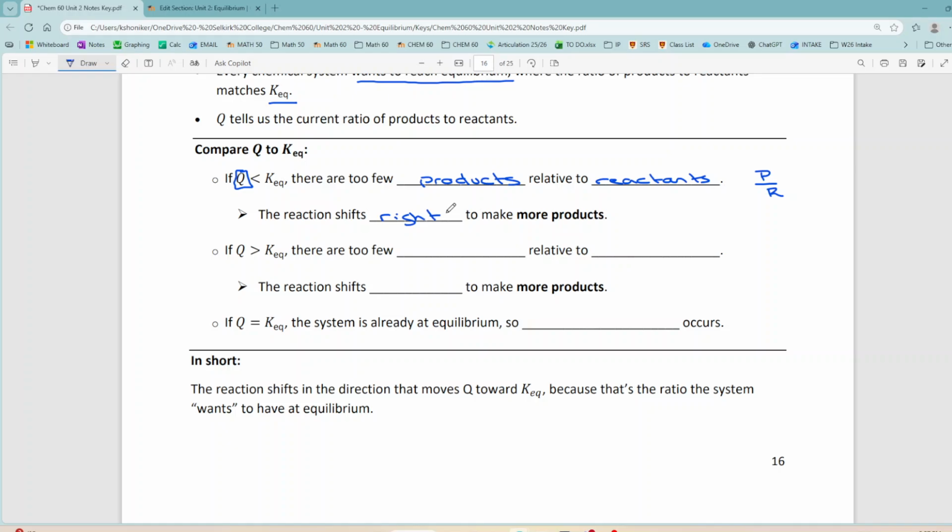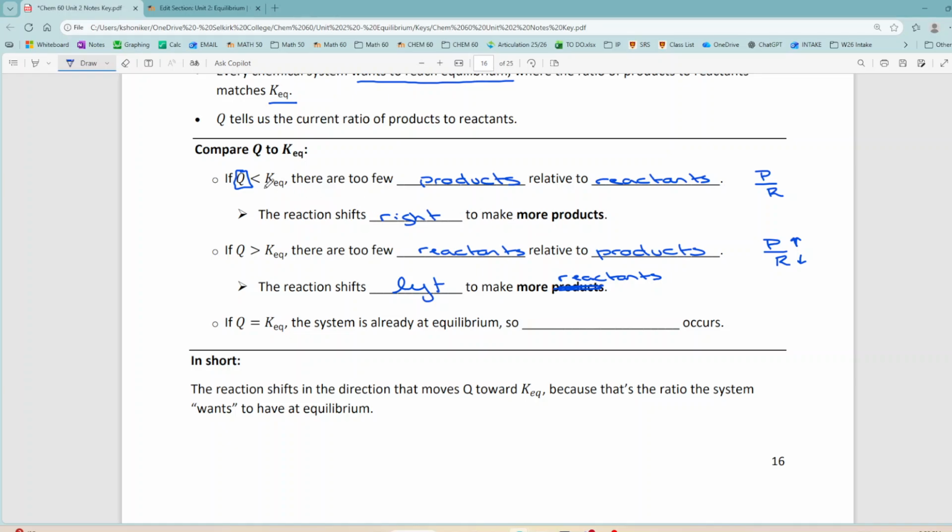If the value of Q is too big, you need to make it smaller. How would you do that? Well, it means that there are too few reactants relative to products. It means the products value is too big and the reactants value is too small. So the reaction is going to shift left to make more reactants.